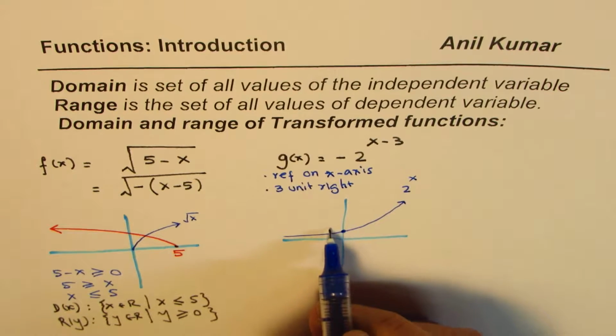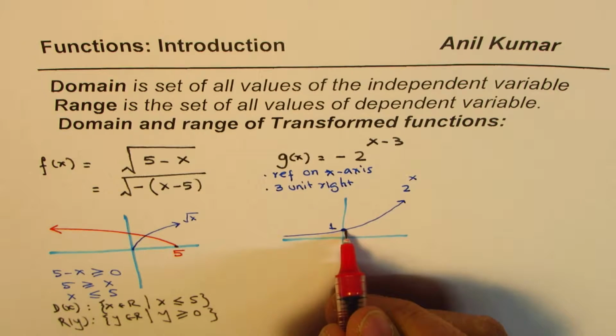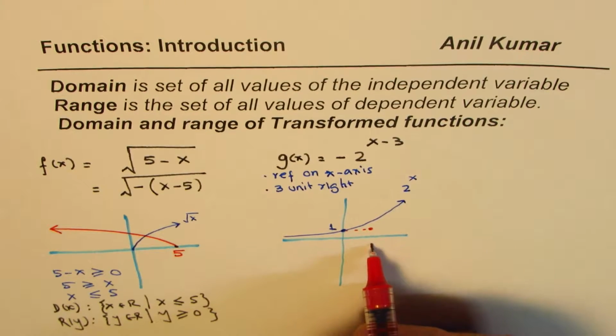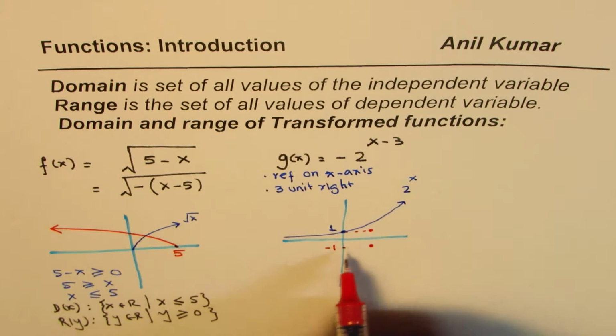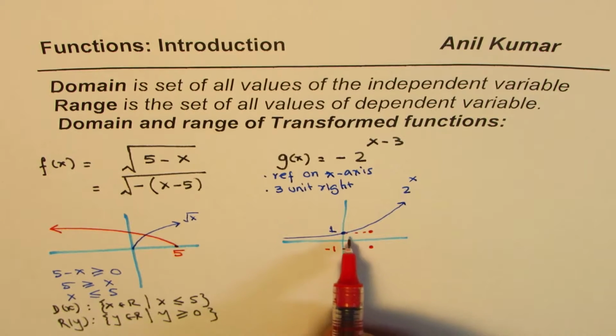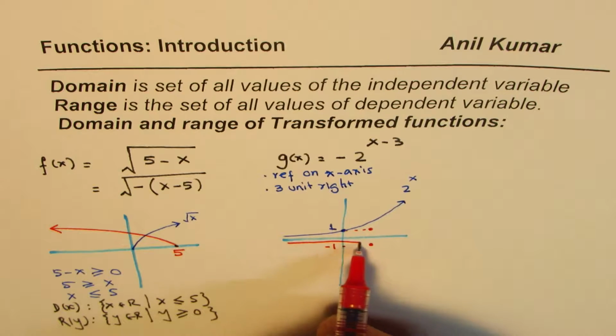Now this point is always 1. So when we say move 3 units right, we actually move this point 3 units. This is critical. Now when it gets reflected, it will come here. So this is your minus 1. Do you understand what I'm trying to say? That is critical. So this point moves here. So my graph actually will be kind of like this.